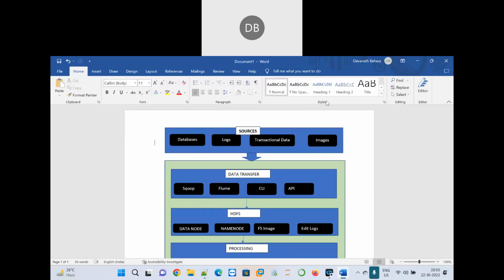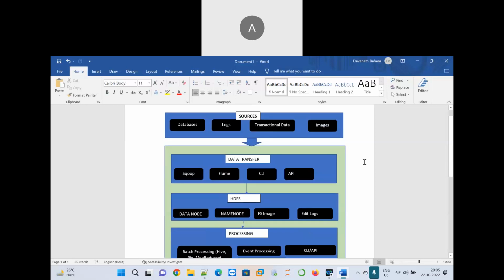Any doubt in this? This is the architecture, correct? It is the Hadoop core component architecture.